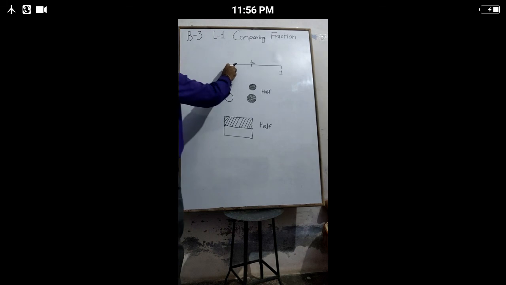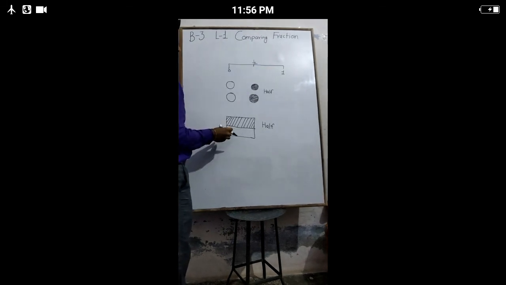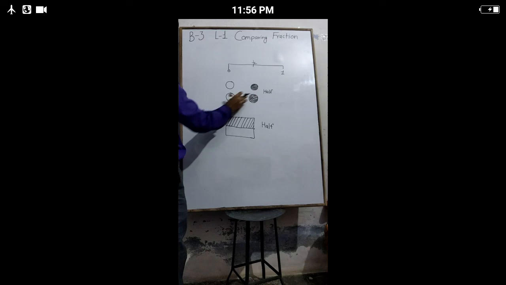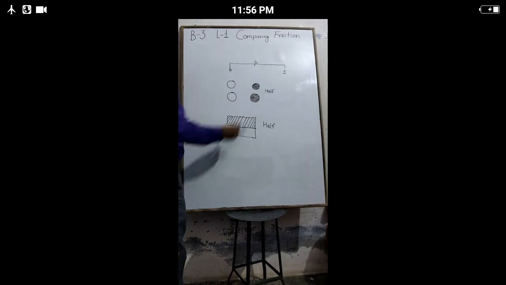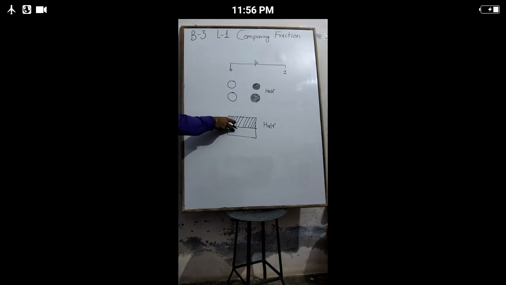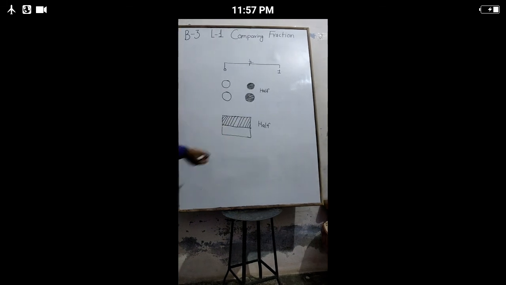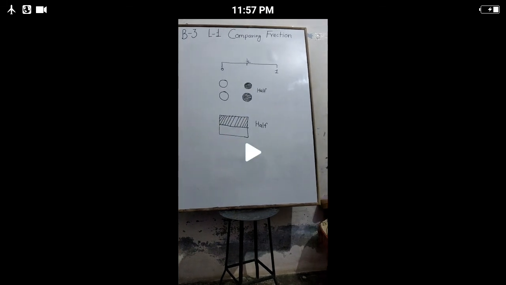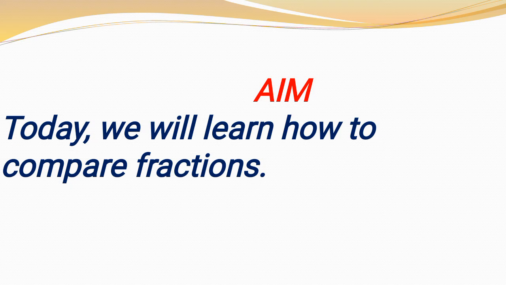This is the line I have divided into halves, and of 4 parts, 2 parts I have colored, shaded. So this is 2 upon 4, which is half. Now children, I have divided into 2 parts and I have shaded 1 part. So it is also called 1 half. So students, our aim today is to learn how to compare fractions.